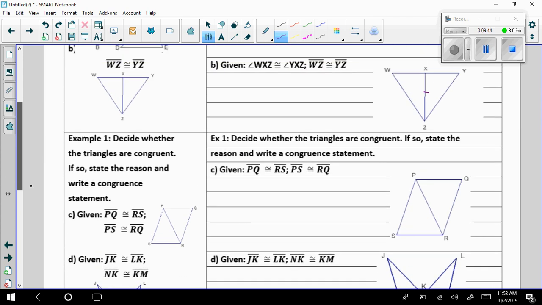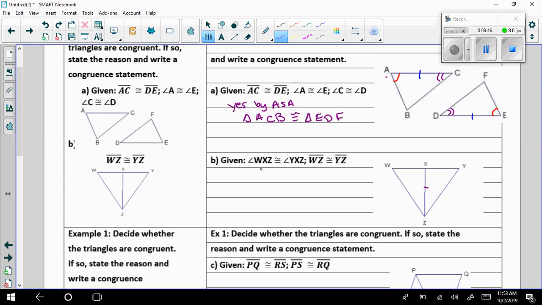Actually, there's 4 down here, so I'll do this one. Sorry. So angle WXZ, so WXZ is this angle right here. This angle here is congruent with YXZ. So it's congruent with this one. They look 90 degrees. I'm not going to make that assumption though. And then WZ, this side here, and YZ are congruent. All right. So I have an angle, a side, and a side.